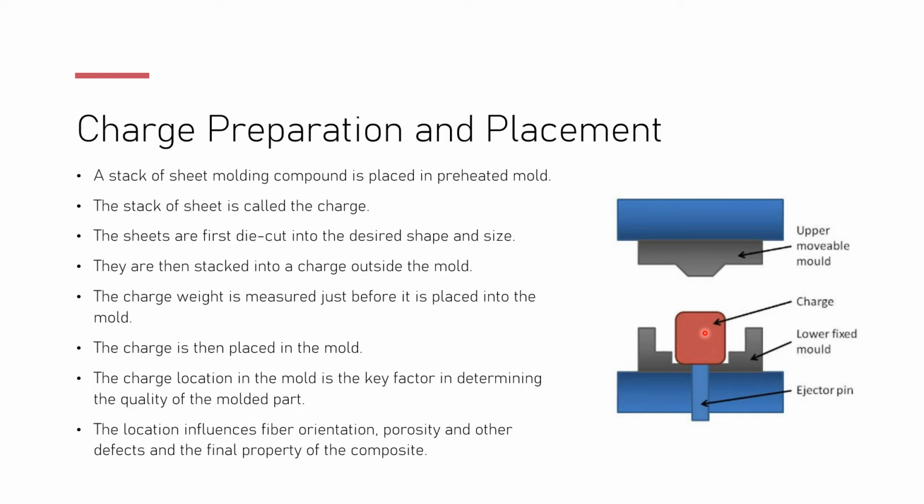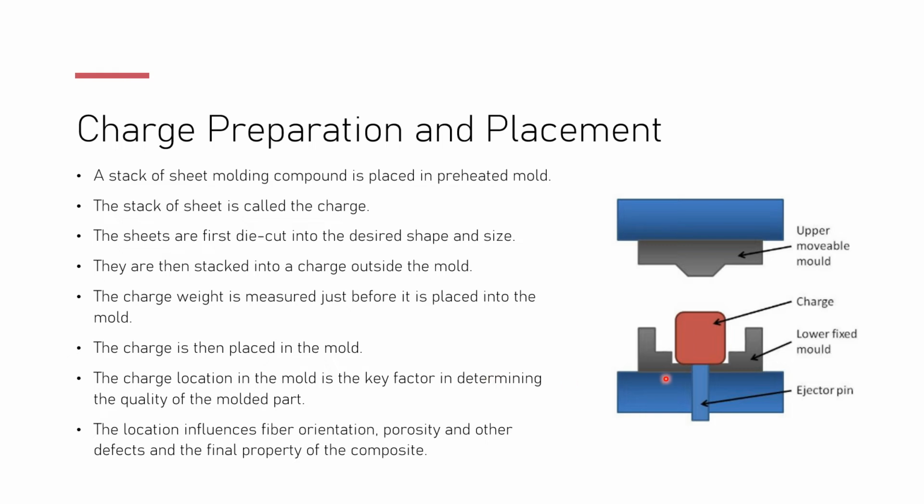So here we know it's talking about a stack of sheets. Your charge raw material is in the form of sheets, and all you have to do is stack it up. A stack of sheets is called a charge, and the sheets are first die cut into the desired shape and sized according to the product, and then they're stacked into a charge outside the mold. Then the charge weight is measured. You need it because that's essential for shaping everything. Just before it is placed into the mold, the charge is then placed in the mold.